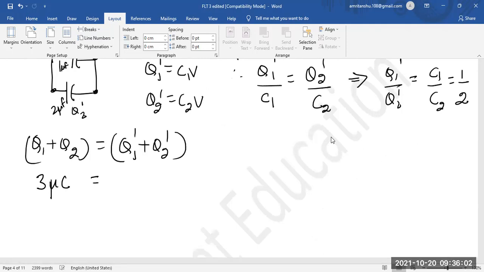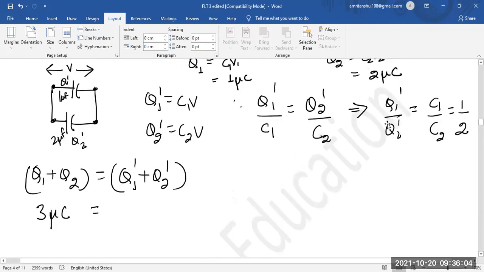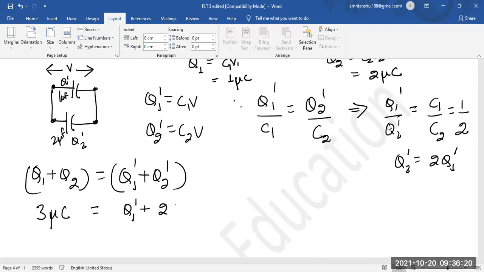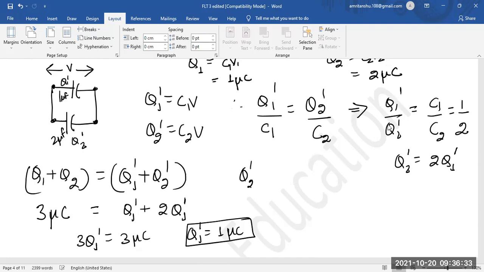If we just solve this expression, from here we get Q2 dash as 2 times Q1 dash. So if we put it over here, we get 3 Q1 dash equals 3 microcoulombs. Q1 dash is equal to 1 microcoulomb. And Q2 dash is therefore 2 microcoulombs.